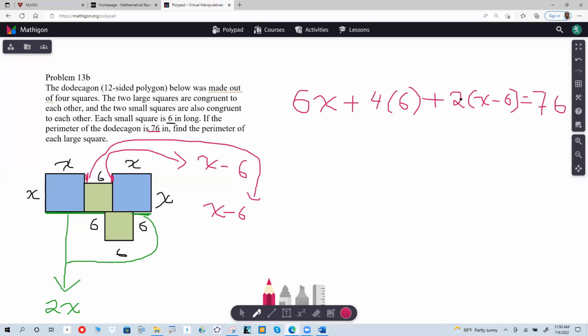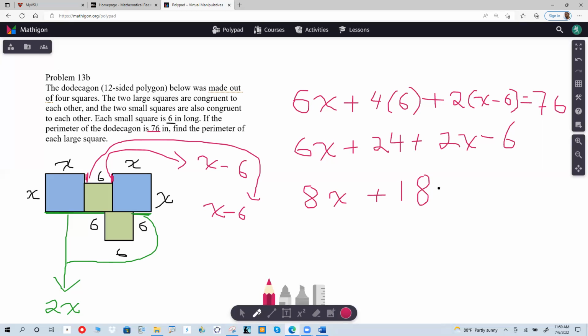Now, I'm going to distribute 2 over. I get 2x minus 6. 4 times 6 is 24. 6x, 4x plus 2x is 8x. 24 minus 6 is 18, equal to 76. Okay, 8x, subtract 18 from both sides. And when you subtract, you get 58.